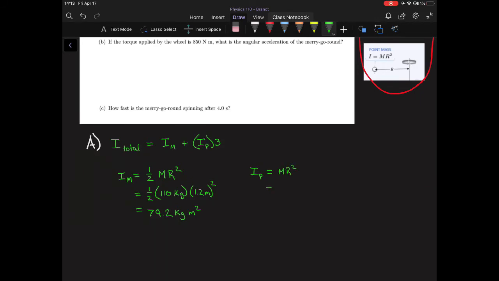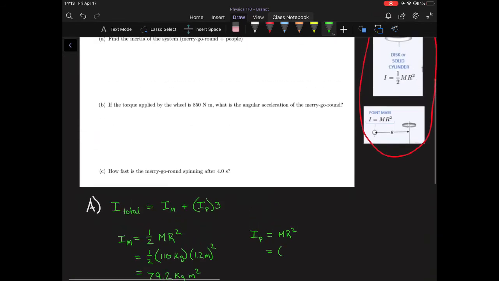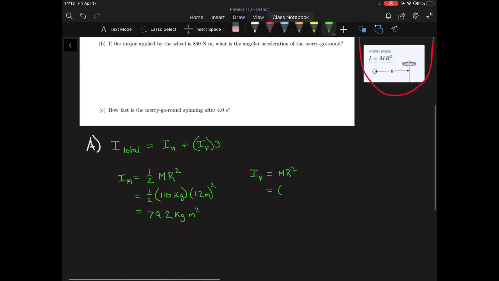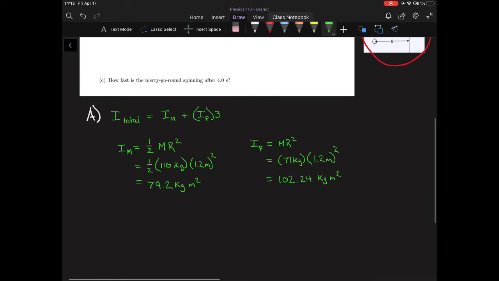Then we have the I for the people, and those are point masses, which is just mr squared. We know that the mass for the people was 71 kilograms, and they are all sitting at the edge of the merry-go-round, so out at 1.2 meters. So when we plug that in and solve, we get 102.24 kilogram meters squared.